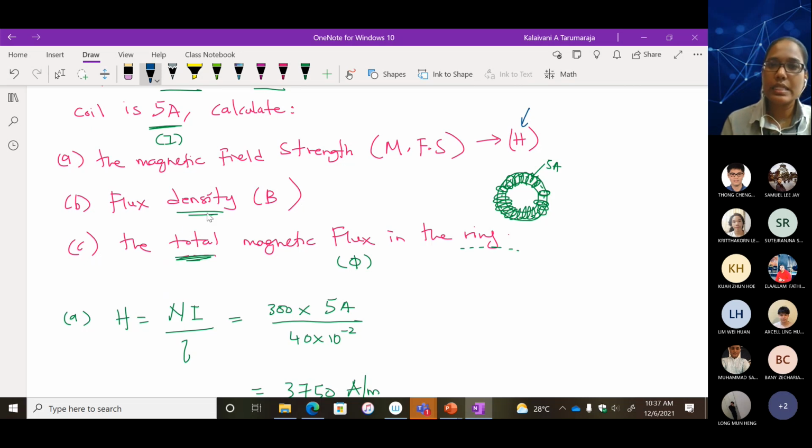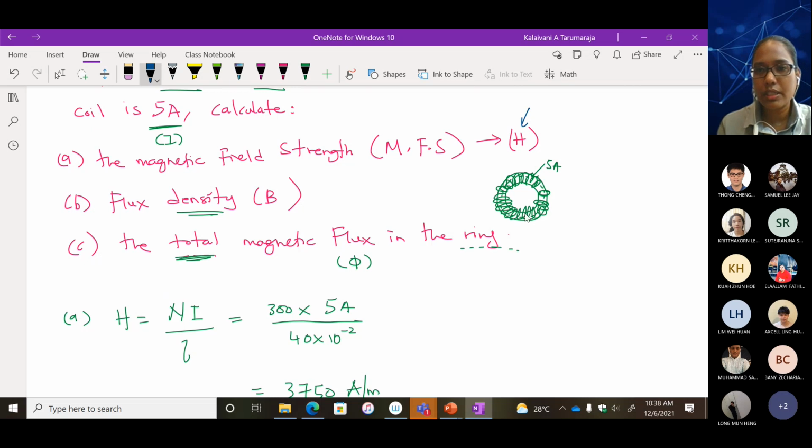And the next one is based on the flux density. Flux density is represented as B. Take note, we have magnetic flux, and at the same time we have flux density. Be careful with these two terms. And the next one is based on the total, which means your overall total magnetic flux in the ring. So they are going to ask in terms of the ring.